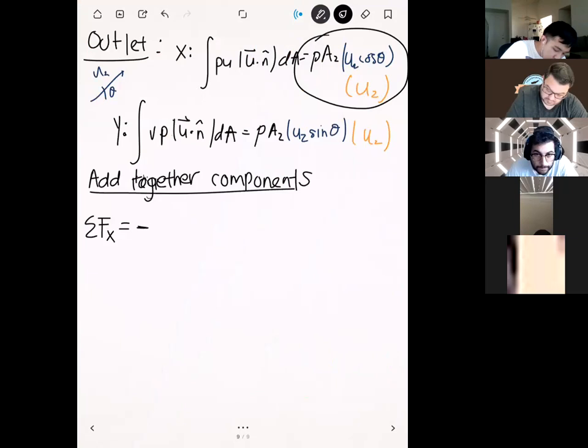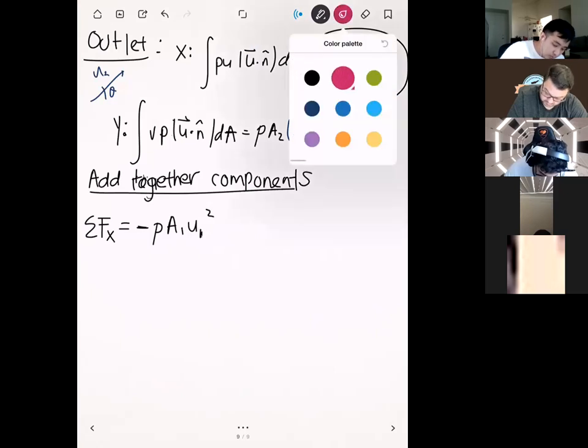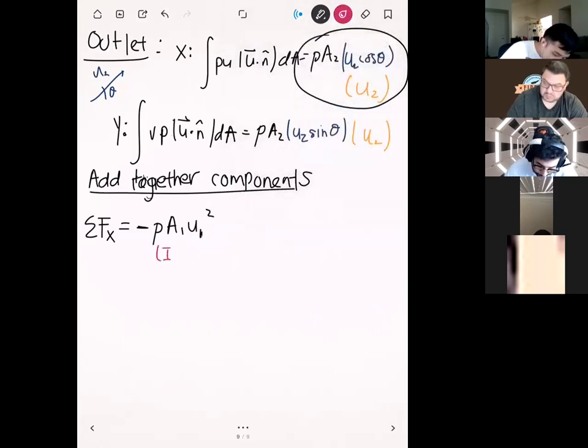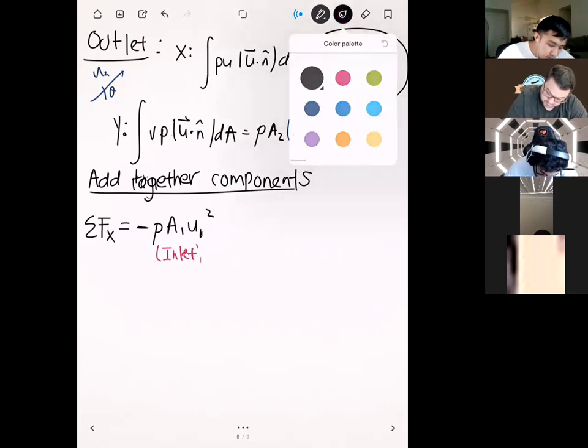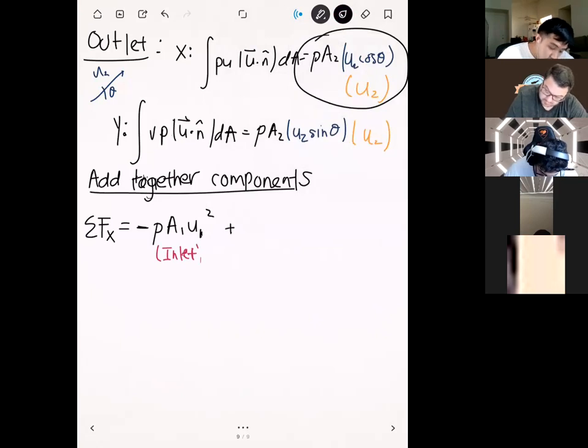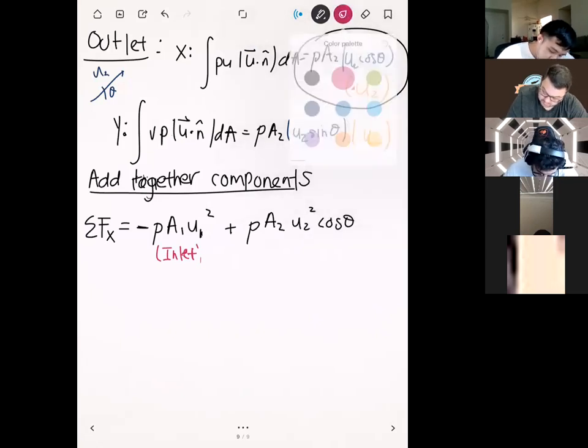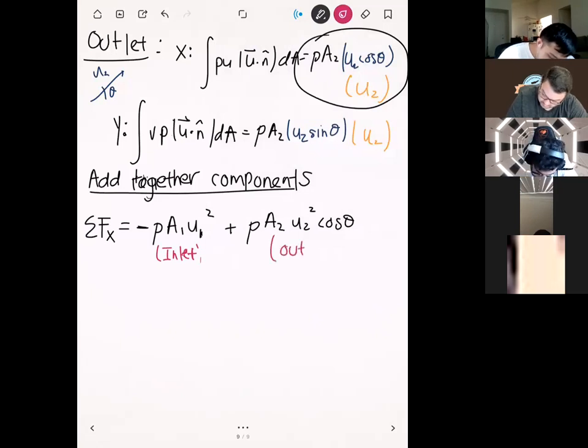So at the inlet, we have a minus rho a1 u1 squared. Okay. And so remember, this is coming from the inlet. Okay. And then for the outlet, we have the quantity that's up there. Okay. So we have rho a2 u2 squared cosine theta. Okay. This is from the outlet.